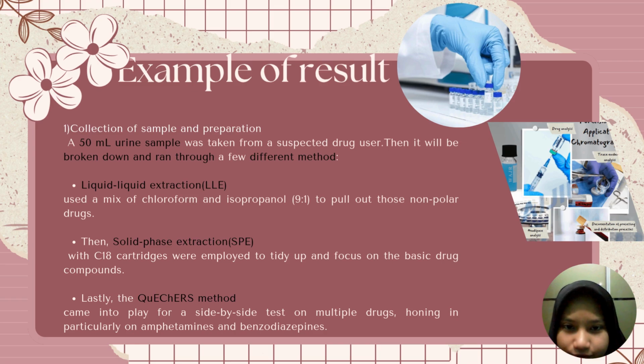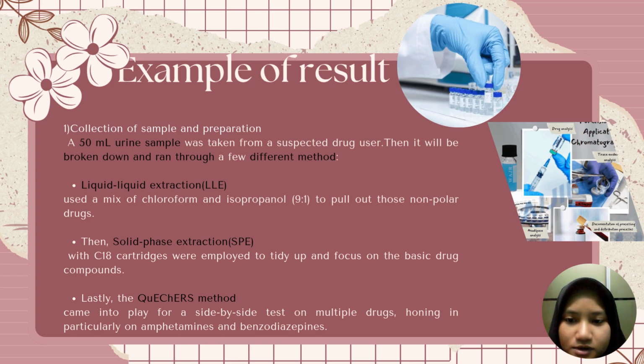So these are examples of results. The first one is the collection of sample and preparation. A 50 ml urine sample was taken from a suspected drug user. This is only for an example. Then it will be broken down and run through a few different methods.